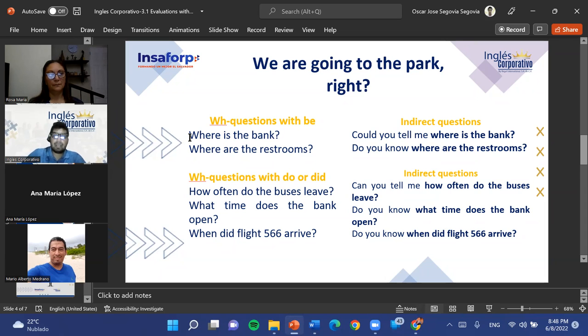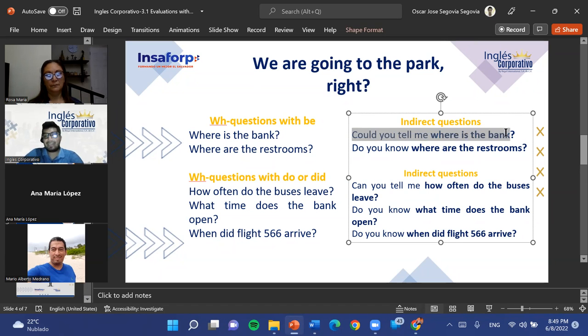Entonces, direct question, in this case, where is the bank? ¿Dónde está el banco? O sea, cuando ustedes hacen una pregunta así, suena como un estilo de orden. Ustedes quieren que la persona que recibe la pregunta les diga dónde está el banco. En cambio, an indirect question would be, could you tell me where is the bank? Sí, se tarda un poquito más, como decía la maestra con la que trabajaba antes, pero suena más bonito, ¿sí?